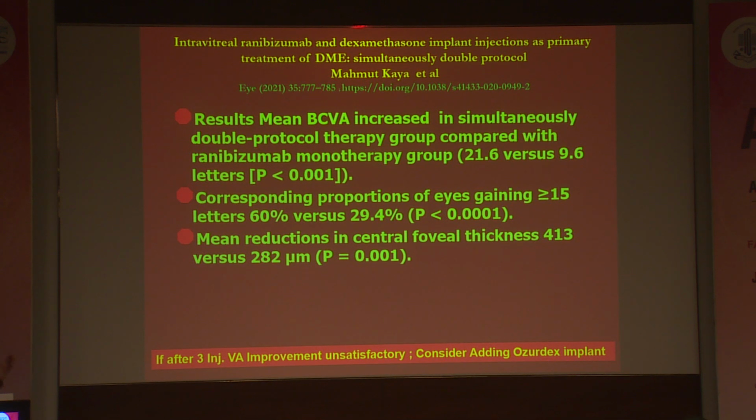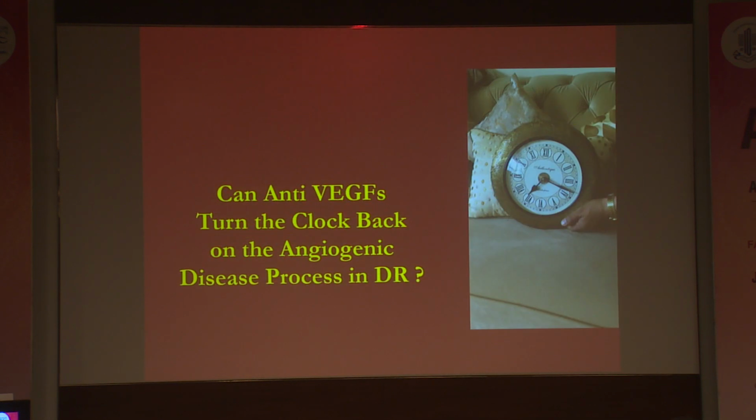That's more than a 3-line improvement. It's mind-boggling because you don't get this result in any other study, as compared to 9.6, which is the normal kind of response in monotherapy, with a huge improvement of more than 3 lines in 60% of the patients. So, if your patient has not improved after 3 intravitreal injections, adding an Ozurdex implant and continuing anti-VEGF after that is probably worth investigating. I don't have the answers yet, but this is something that anybody can think about.